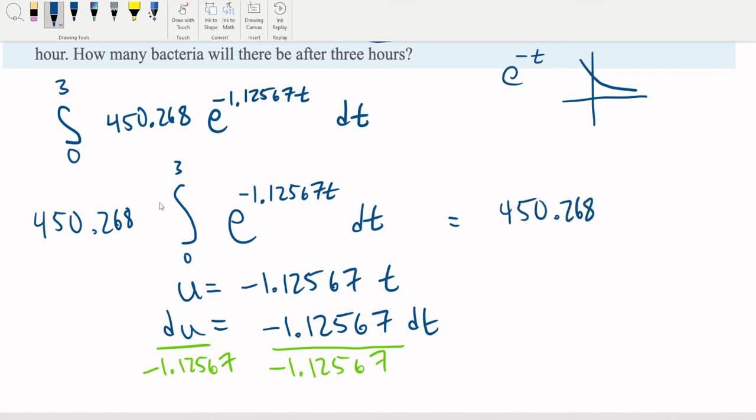450.268. And now notice there's bounds here, so it's totally up to us what we want to do with the bounds. Do we want to switch back to t, fix the bounds? What do we want to do? So we're going to go through here, do the substitution first. Just focus on that. This is e to the u. Oh, that's nice, right? And then dt right here becomes du over that number.